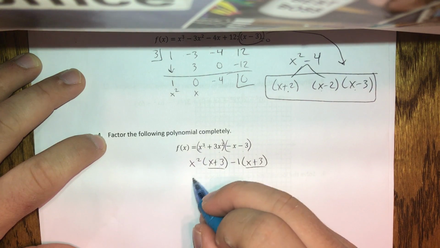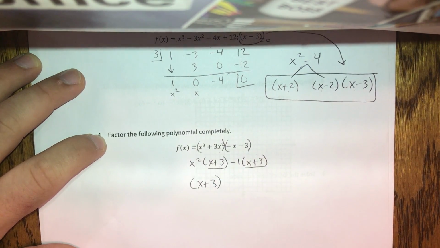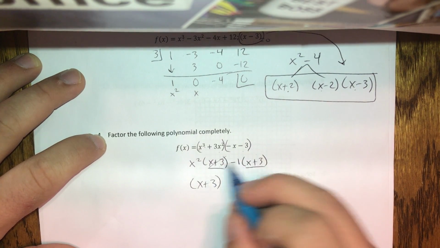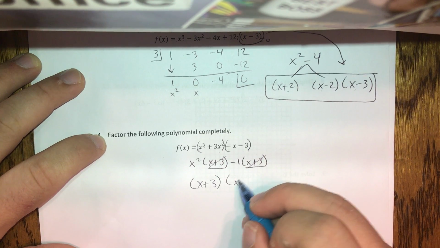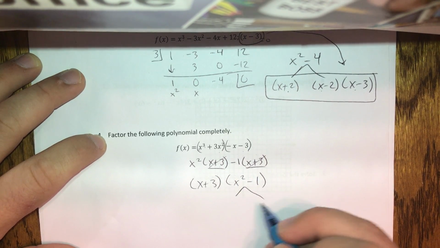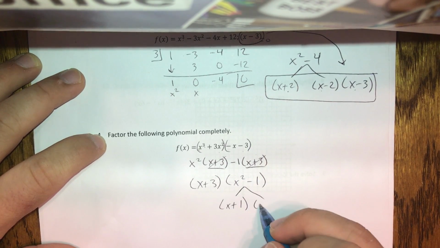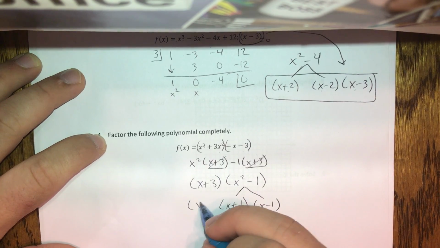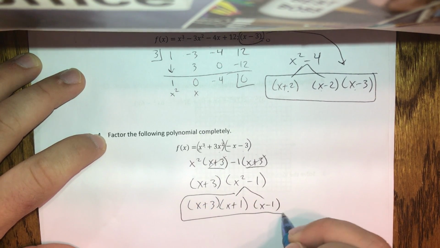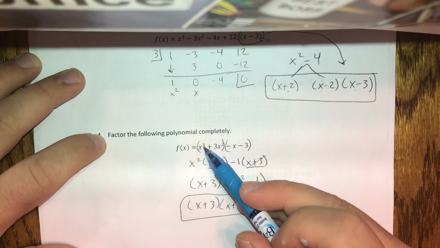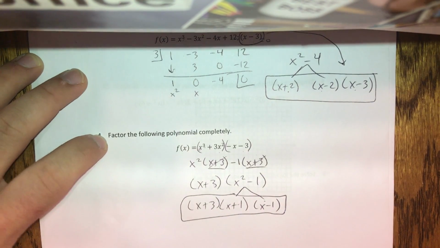So these two are going to come out together as 1. It's another greatest common factor. When you take out the x plus 3's, you're left with x squared minus 1. And that's going to factor down to x plus 1, x minus 1, and x plus 3 is still there. And so again, my exponent was 3. I have 3 factors. That works.